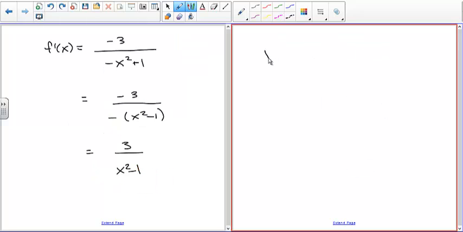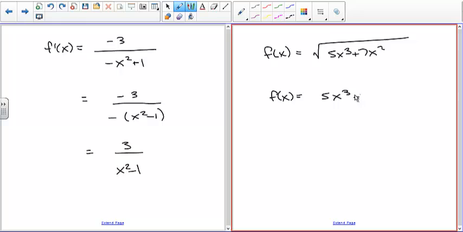So if you have a function, let's say it's equal to the square root of 5x cubed plus 7x squared, and I wanted to do the derivative. So what you do is you'd rewrite the original equation as a fractional exponent. Then, once you've done that, you can use the power rule. Now in this case, you'd have to use the chain rule and the power rule.